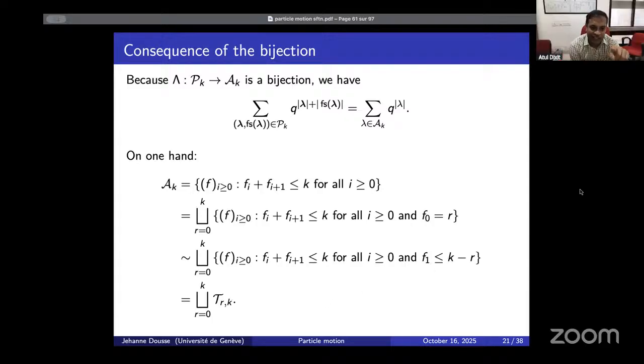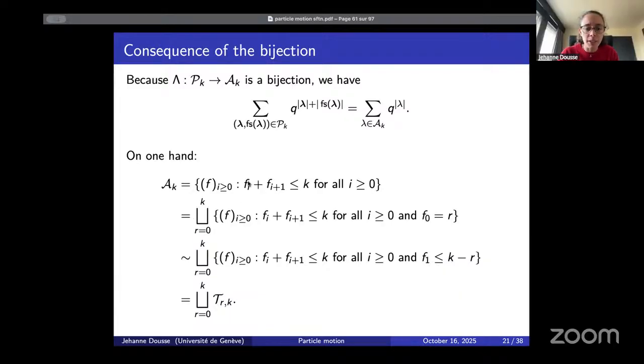Jehanne, how do you get the second equality when you have the first time the union r equal to 0 to k? Which equality? Second equality. So no, this equality? No. This? For this? When you this equality. Yeah. Yes.